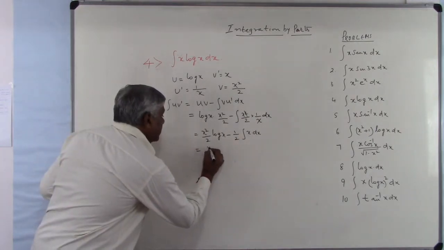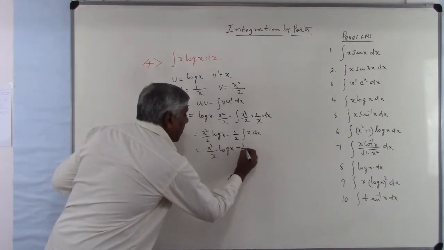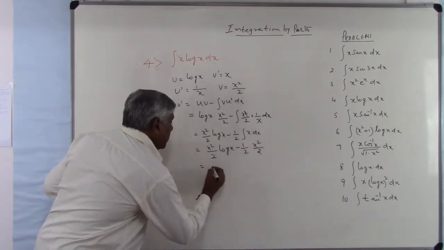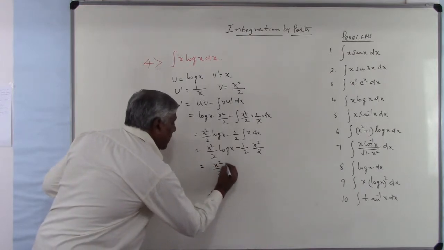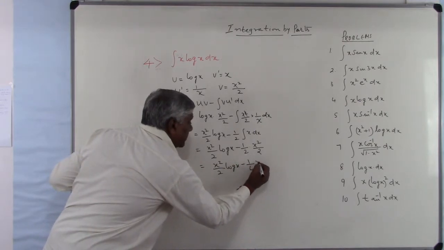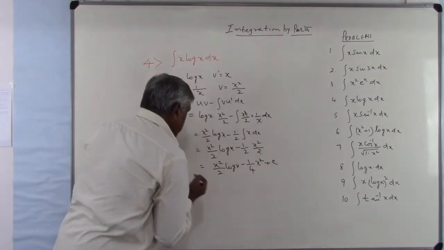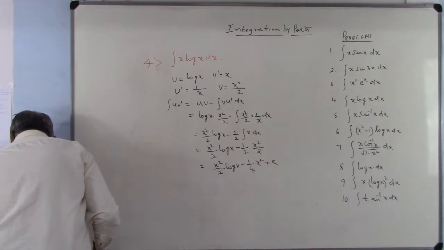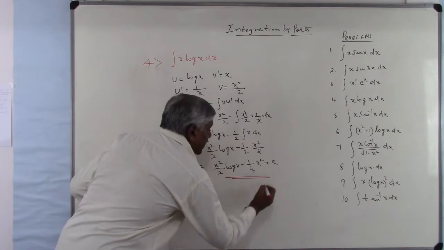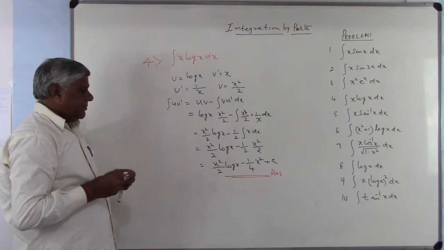Now x square by 2 log x minus half into, again this is x square by 2. So this is equal to x square by 2 log x minus 1 by 4 x square plus c. So this is the answer for the particular problem.